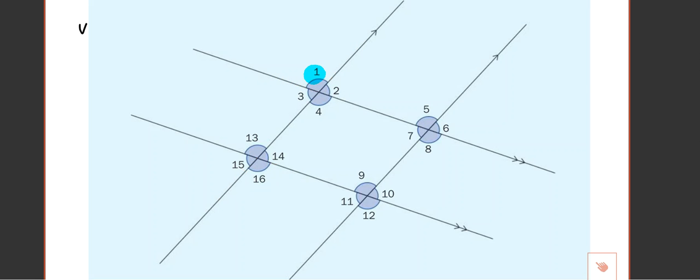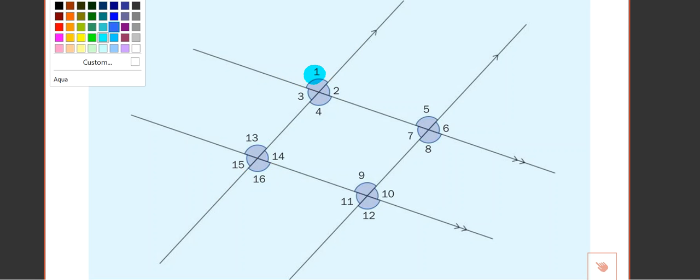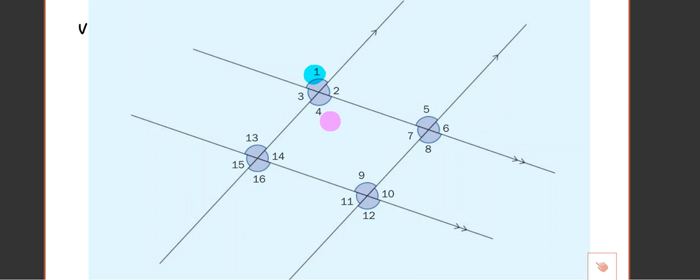We don't see the Z. Let's have a look at 4. Sorry, I picked a horrible colour there. Which one is alternate to 4? Pick one. 15? Nope.